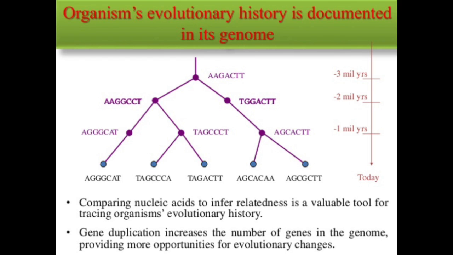So, what can we learn from organisms' genome sequences? Organisms' evolutionary history is documented in its genome. So we are looking at this, and I do believe that comparing nucleic acids to infer relatedness is a valuable tool for tracing organisms' evolutionary history. And gene duplication increases the number of genes in the genome, providing more opportunities for evolutionary changes.